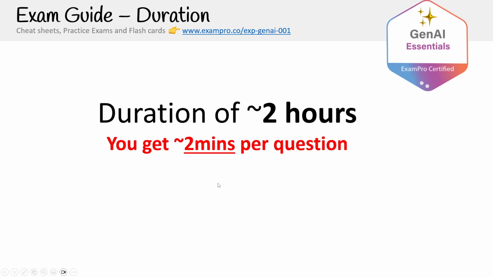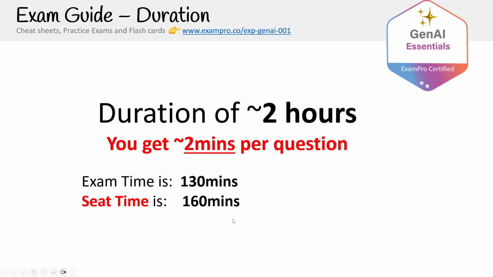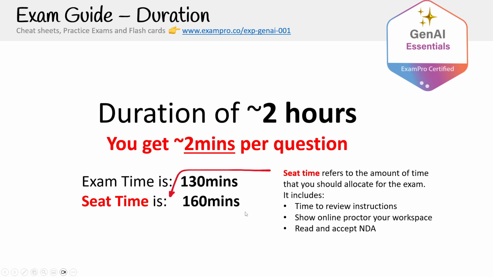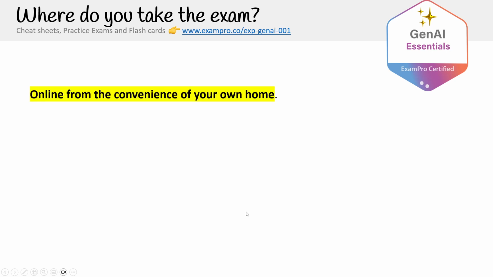The duration is 2 hours. You get 2 minutes per question. The exam time is 130 minutes. The seat time is 160 minutes. I believe that is correct. Yep. And so the seat time refers to the amount of time that you should allocate for this exam. This includes the time to review instructions, show the online proctor your workspace, read and accept the NDA, complete the exam, and provide feedback at the end.